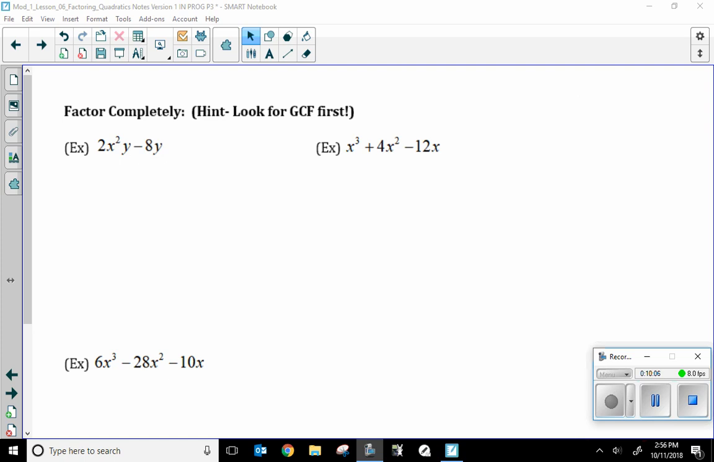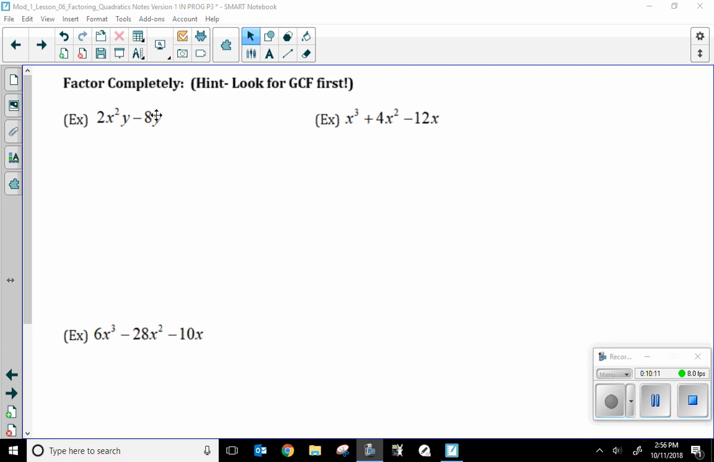We have some problems here, and they want us to factor them completely. So now we might be using not one method, but multiple methods to factor this. And it gives us a hint. If we can take out a greatest common factor first, we should. If you want to pause this, try these three on your own, go ahead. I'm about to do them right now.